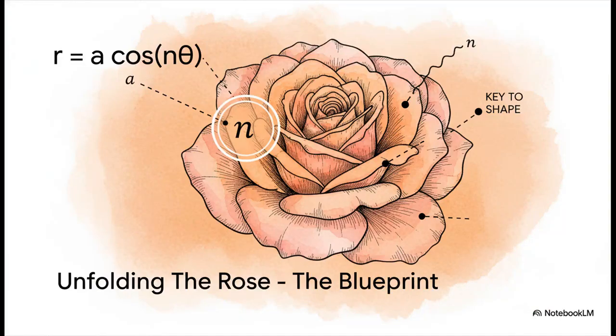So here's the general blueprint for any rose curve. It looks a lot like our circle equation from before, right? But there's one crucial little addition, that n tucked right inside the cosine or sine. Now the a value out front, that just controls how big the petals are. But n holds the real secret to the entire shape.